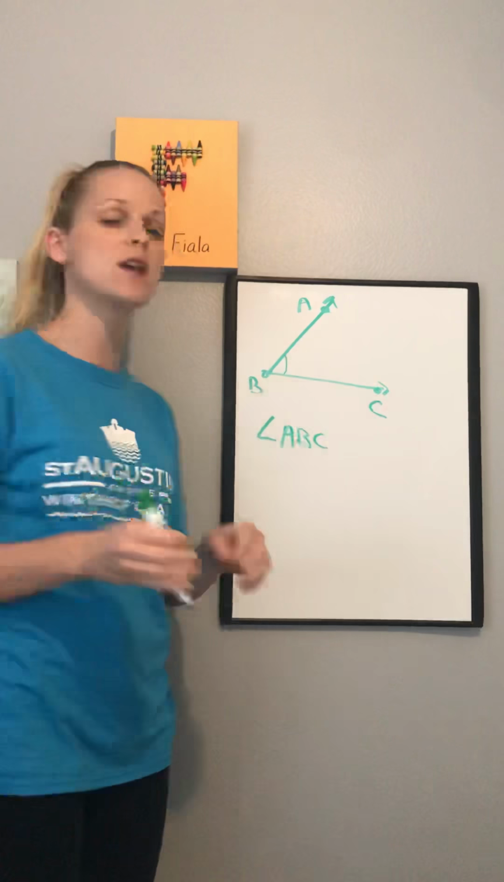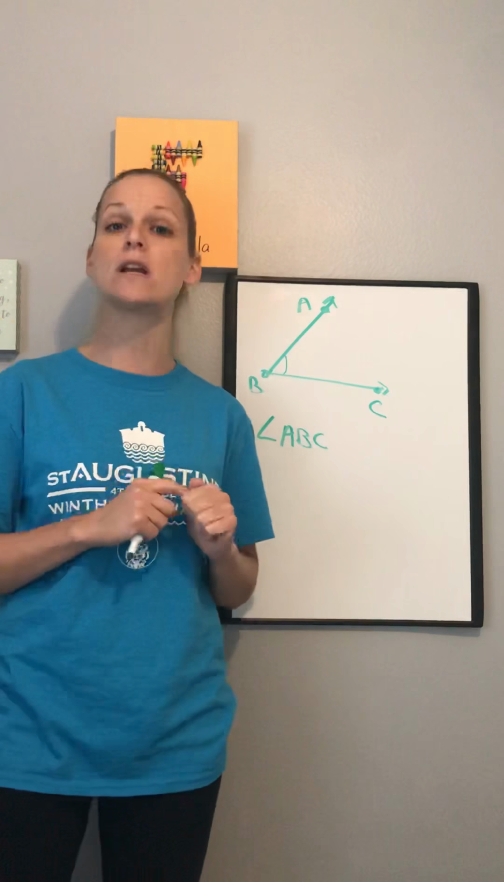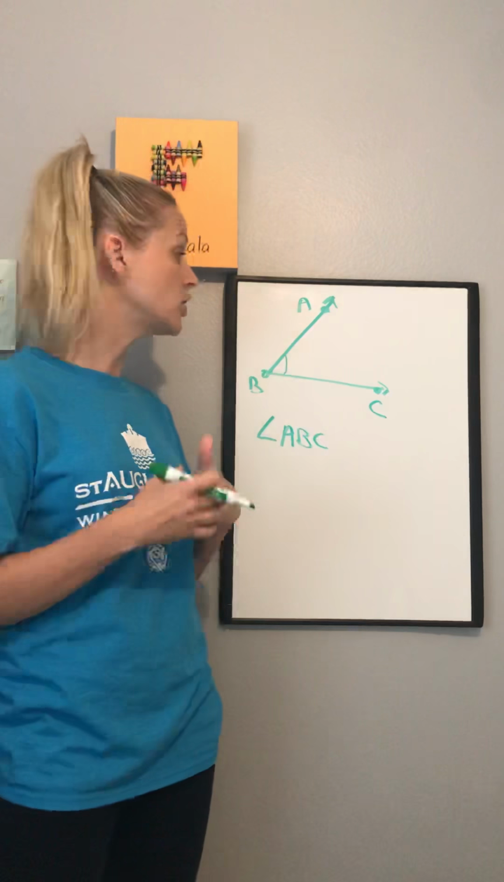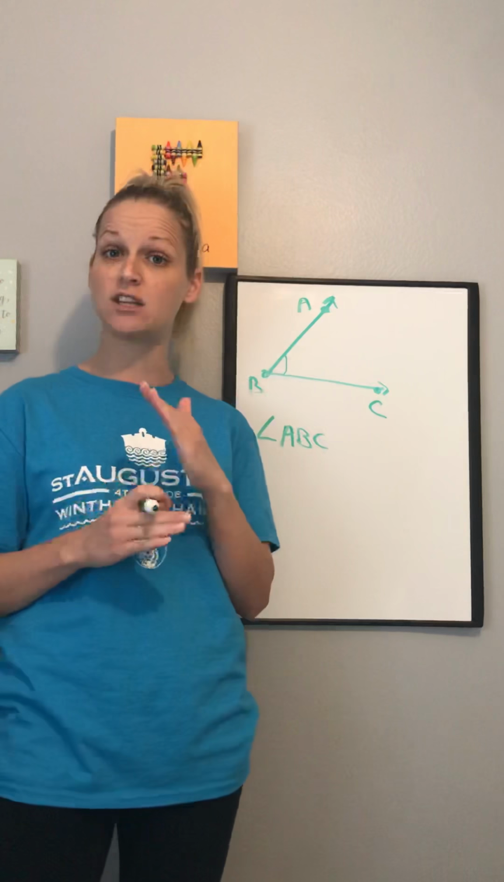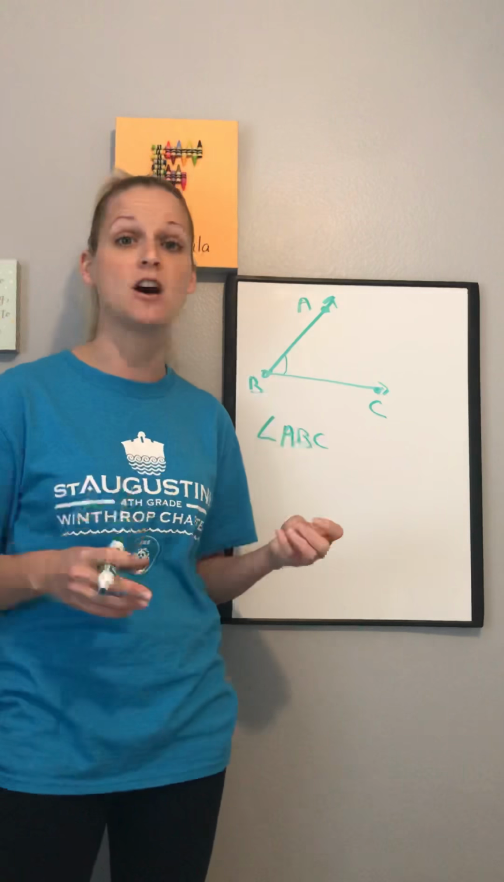Remember, we talked about a right angle, which is 90 degrees, makes that L shape. A straight angle, which is a straight line, 180 degrees. We talked about an acute angle, which is less than 90 degrees, and an obtuse angle, which is greater than 90 degrees, but less than 180 degrees.